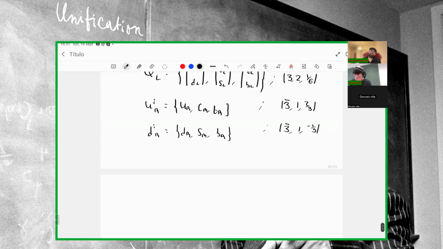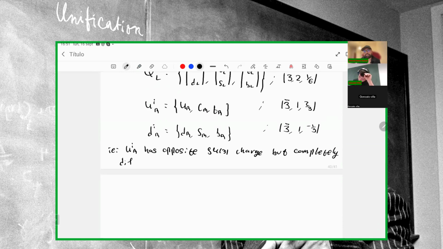So notice the right-handed quarks have opposite SU3 charge, but completely different SU2 cross U1 behavior, which is what makes the standard model chiral.